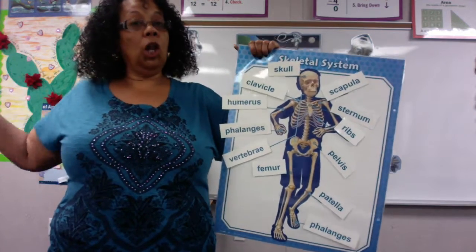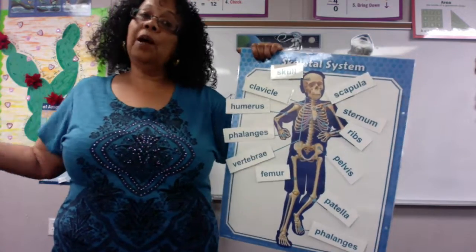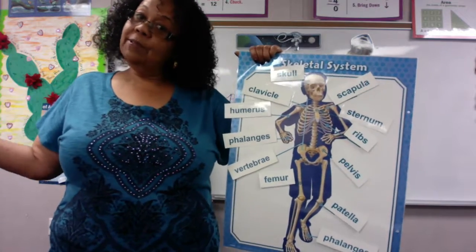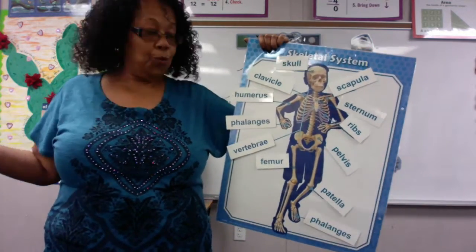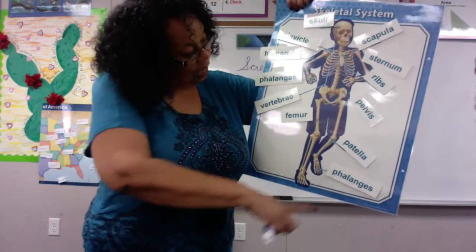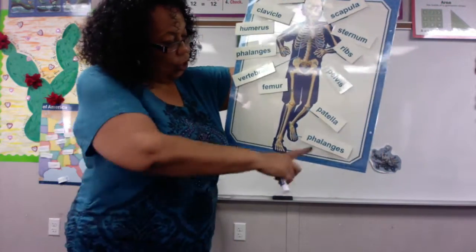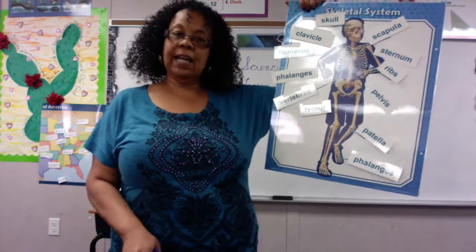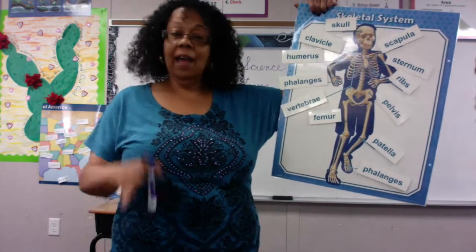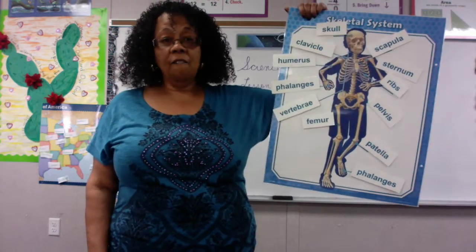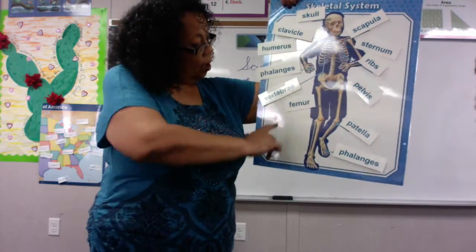Females have a wider pelvis than males because females give birth to babies, so we have more room. Then we have a patella, which is your knee or kneecap, your phalanges, and you have phalanges on your toes, on your feet, and phalanges on your hands. Phalanges are fingers.